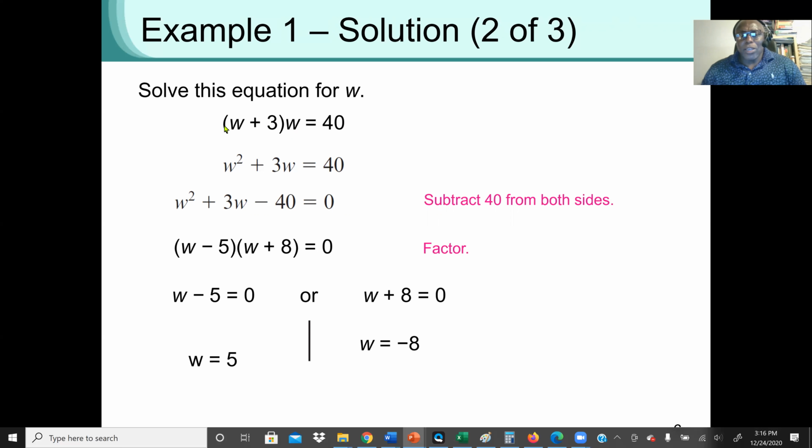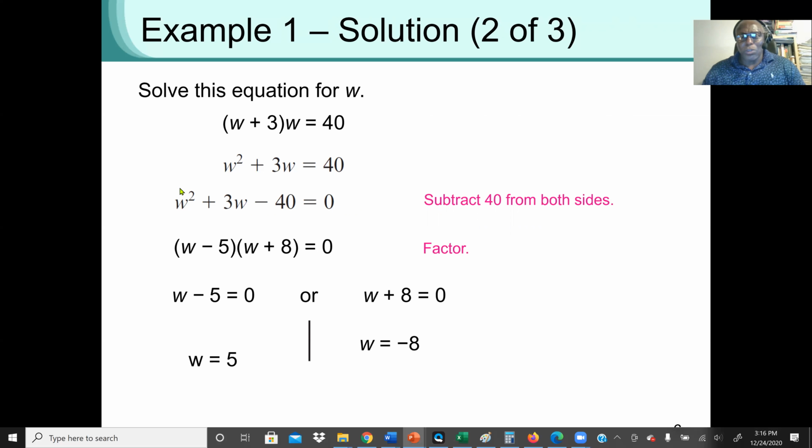Now we are going to open the parentheses. So W times W gives us W squared. W times 3 gives us 3W, which equals 40. So we can see that we have a quadratic equation here now. We get W squared plus 3W. We bring the 40 from the right side of the equal sign to the left, and since 40 is positive, when you cross the equal sign, it changes to negative. So this is, again, a quadratic equation. Now the goal is to find W.